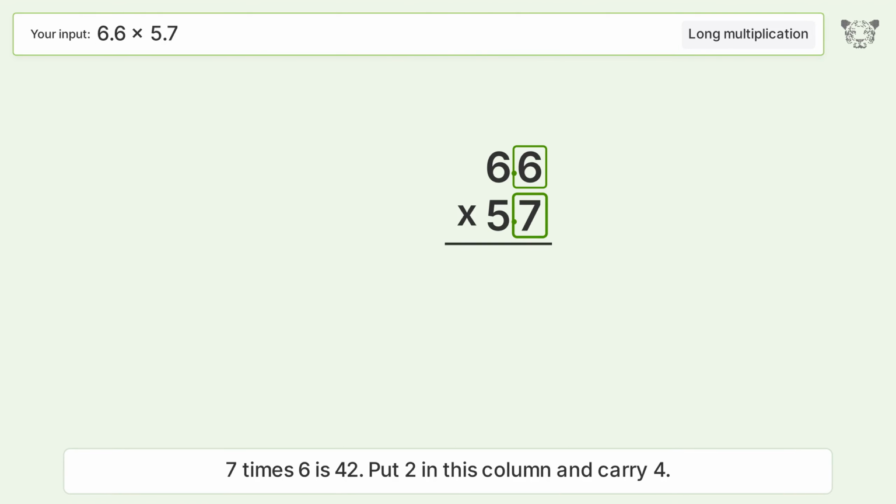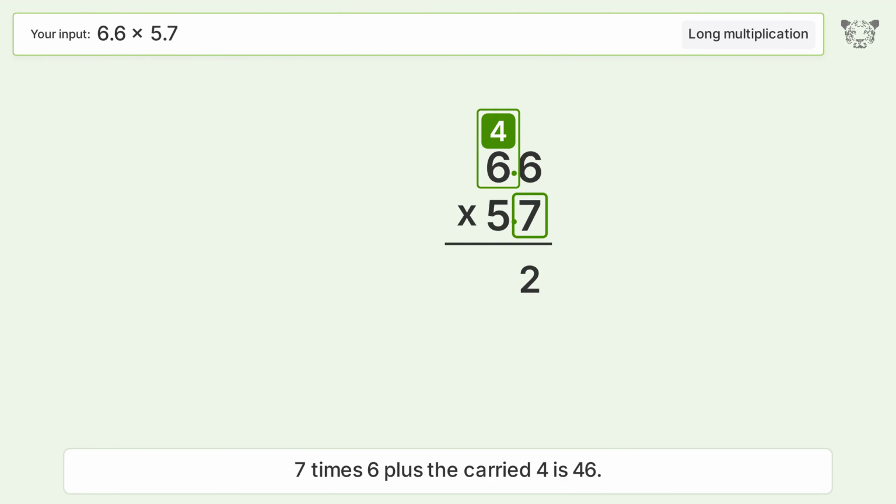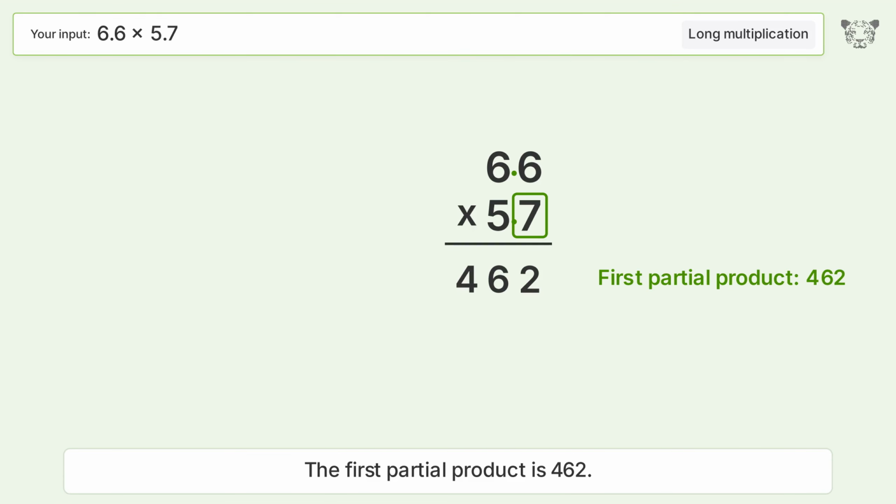7 times 6 is 42. Put 2 in this column and carry 4. 7 times 6 plus the carried 4 is 46. The first partial product is 462.